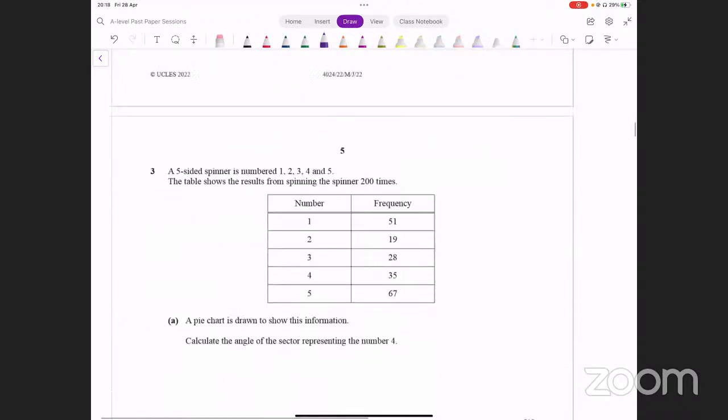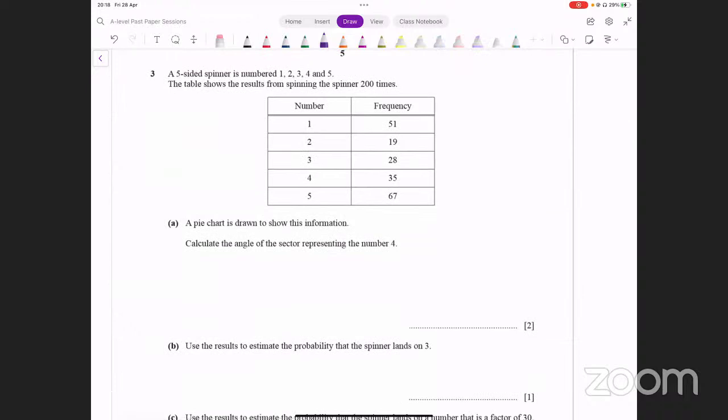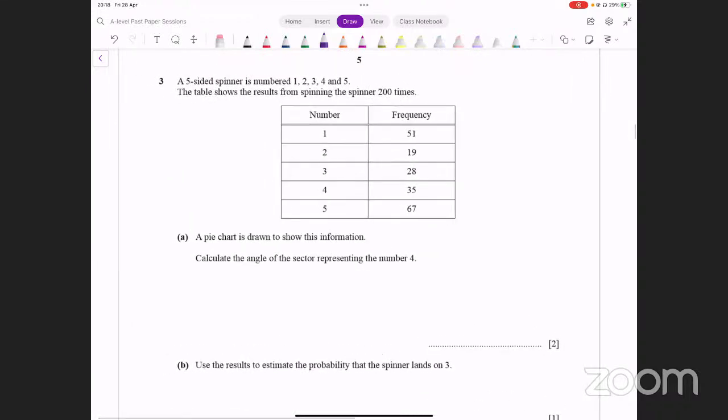Okay, let's move on. Question number 3. It says a 5-sided spinner is numbered 1, 2, 3, 4, and 5. The table shows the results from spinning the spinner 200 times.